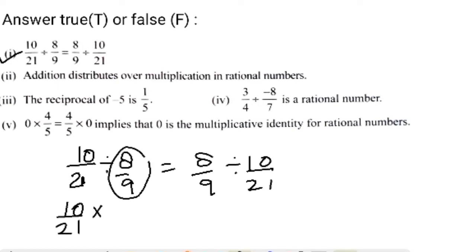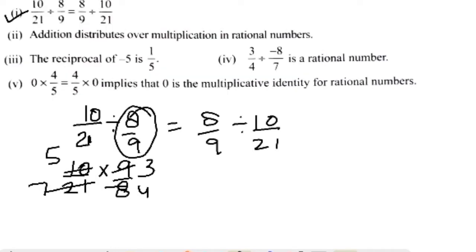Multiply by the reciprocal of this, that means 9 upon 8. 3 3s are 9, 3 7s are 21, 2 5s are 10, 2 4s are 8. So in the numerator you have 5 multiply 3, 5 3s are 15, upon 7 4s are 28. This is the left hand side.